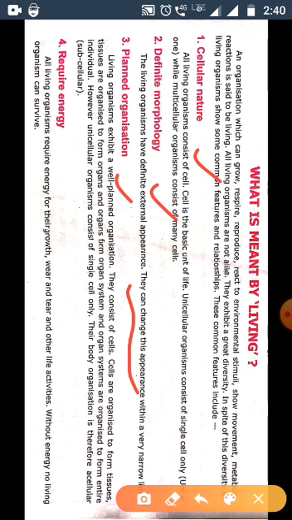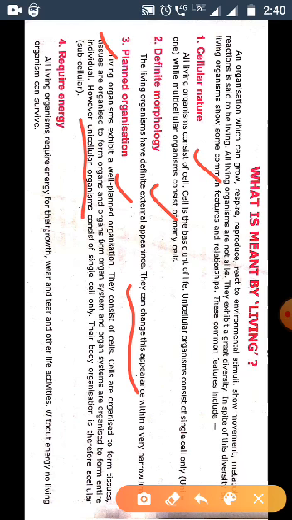Living organisms exhibit a well-planned organization. They consist of cells. Cells are organized to form tissues. Tissues are organized to form organs, and organs form organ systems. And organ systems are organized to form the entire individual. That is an organization, but this is a planned organization.